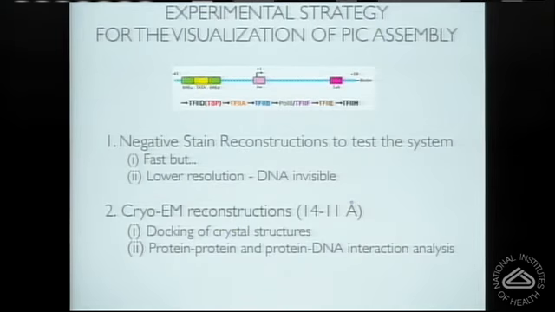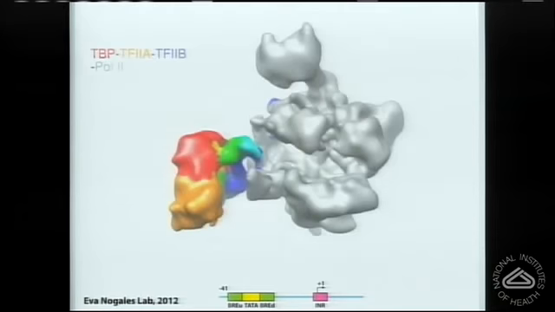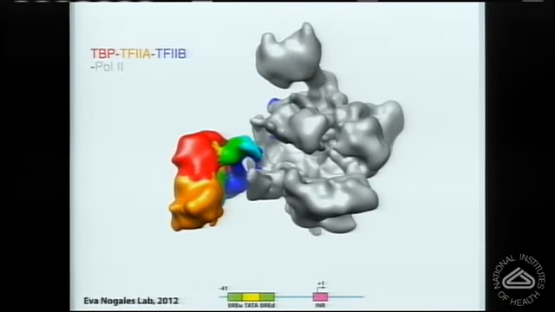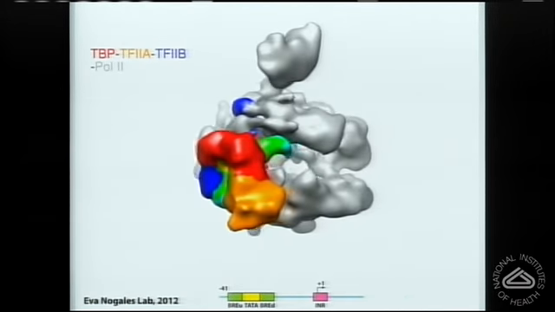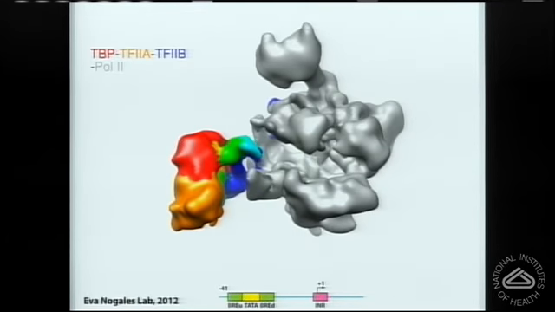Okay? And then after that, he added one at a time TF2F, TF2E, and TF2H. That's what I'm going to show. Okay, so this is the promoter DNA. You can always see it. And the densities have been labeled with the color of the crystal structure that we could dock into the density. So this is the initial structure.